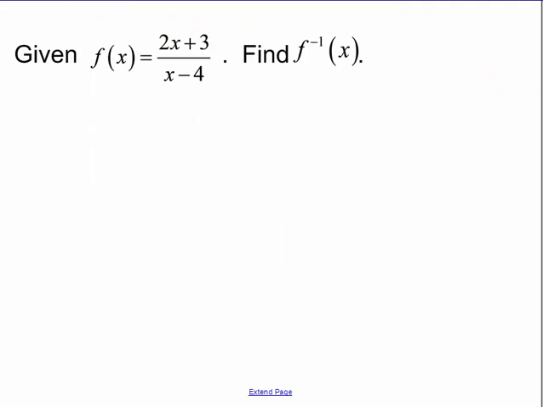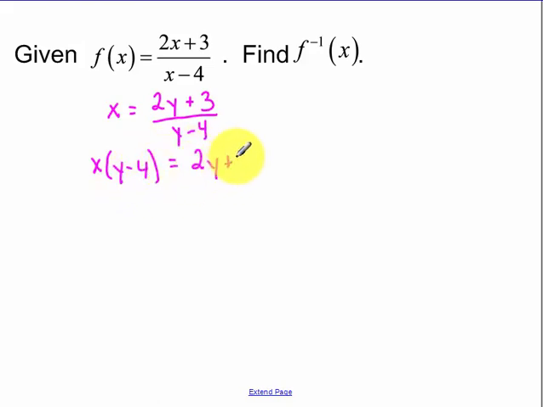In this example, we need to find the inverse of this function. Remember, how we find the inverse is we switch the x and the y. f of x is a fancy name for saying y. So I have x equals 2y plus 3 over y minus 4. Now cross multiply the y minus 4 over to the other side, so x times y minus 4 is equal to 2y plus 3.